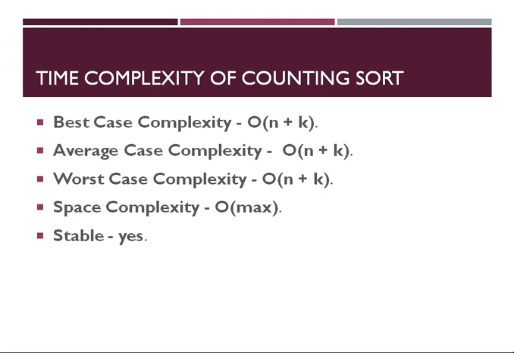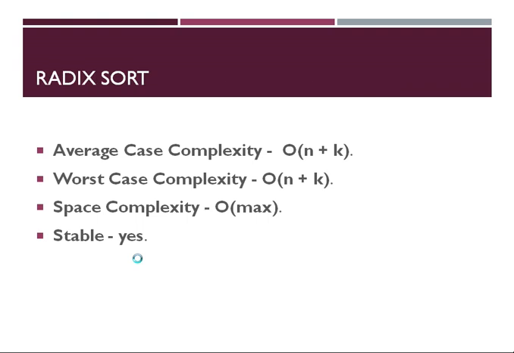Now the time complexity for counting sort is, in best case, O(n plus k), and in average case too it is the same, in worst case also it is the same, and the space complexity is O(max), the max variable that we are taking here, and it is considered a stable algorithm.